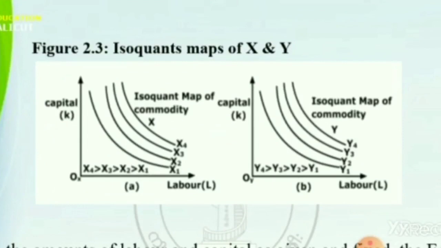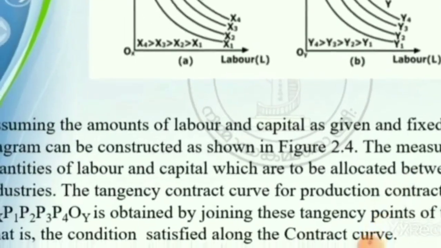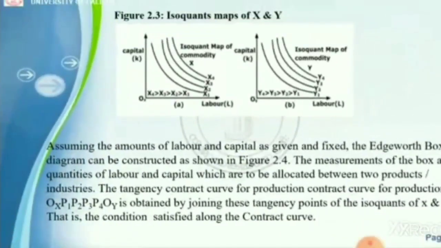Labor is measured on the X axis and capital on the Y axis. Just like the indifference curve, we have the isoquant. Isoquant of X is depicted on the left hand side, isoquant of Y is depicted on the right hand side. Assuming the amounts of labor and capital as given and fixed, the Edgeworth box diagram can be constructed as shown in figure 2.4. Next picture.